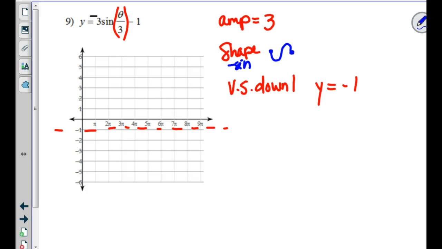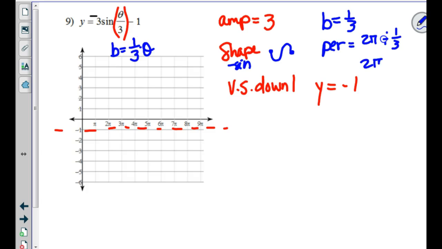And what's this crazy b value got going on here? What is multiplied by theta? 1/3. I shouldn't have wrote b equals, but b is 1/3, and then it's multiplied by theta. And so the period is 2 pi divided by 1/3, or 2 pi times 3 over 1, which would be... so it's not going to finish a cycle till out here at 6 pi.